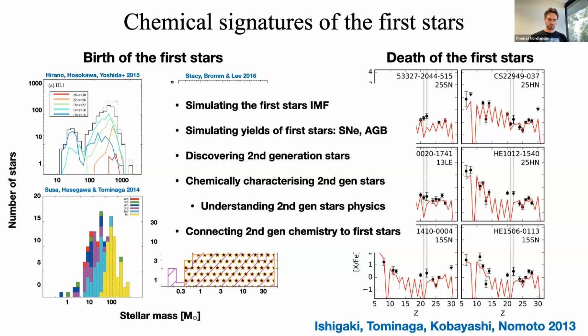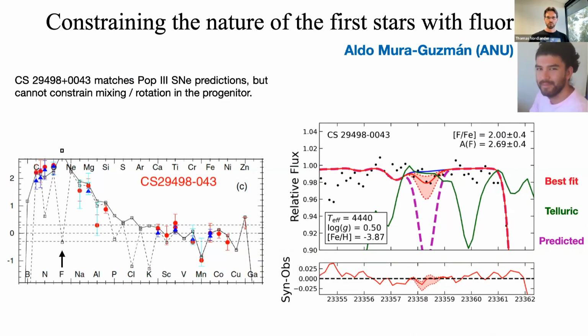So I will show you a number of examples of this from the past year-ish, starting with Aldo's work on an extremely metal-poor star that has a very interesting chemistry. So it has a very low abundance of iron and other heavy elements, but the light elements are extremely overabundant. So the abundances of carbon, nitrogen, oxygen are very high.